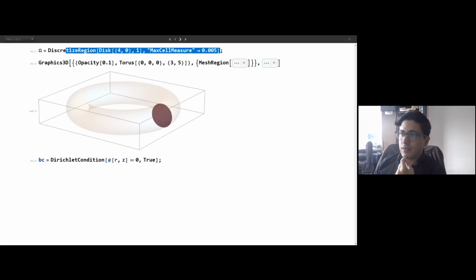But really, the domain that you're solving on is just a disk, and here I'm using a discretized region with this option to set how small the elements in that region are going to be. And in this case, the particle will be confined in an infinite potential. That means that the wave function goes to 0 at every wall, at every boundary. So here I just specify a Dirichlet condition and set that to true in all boundaries.